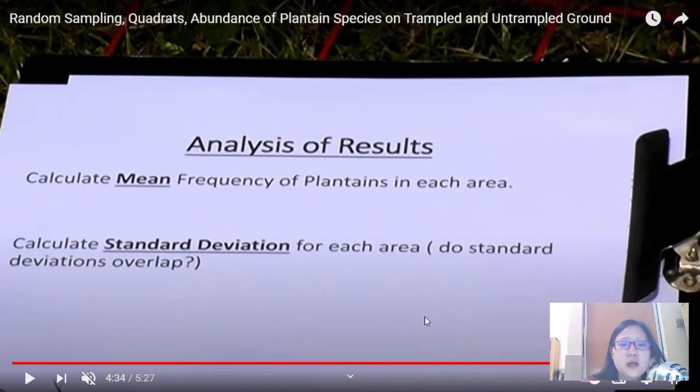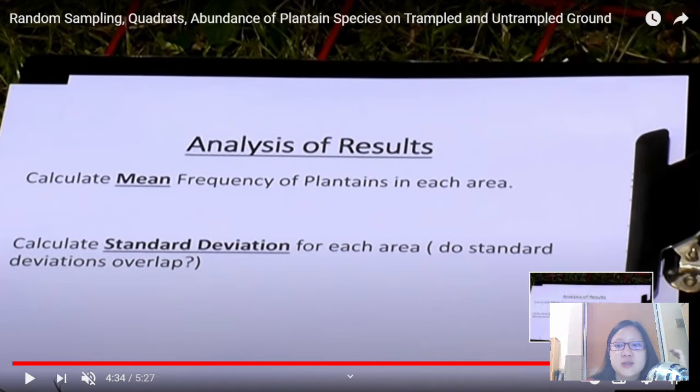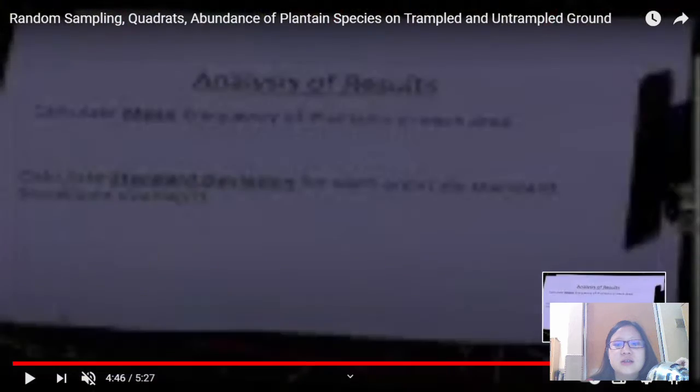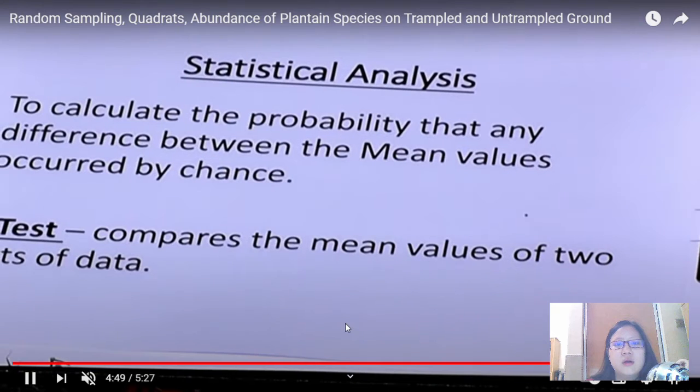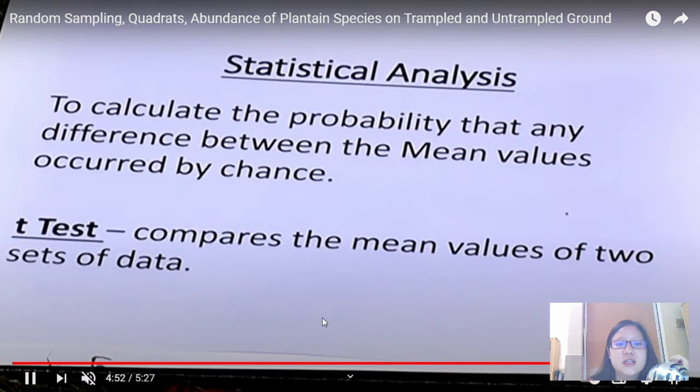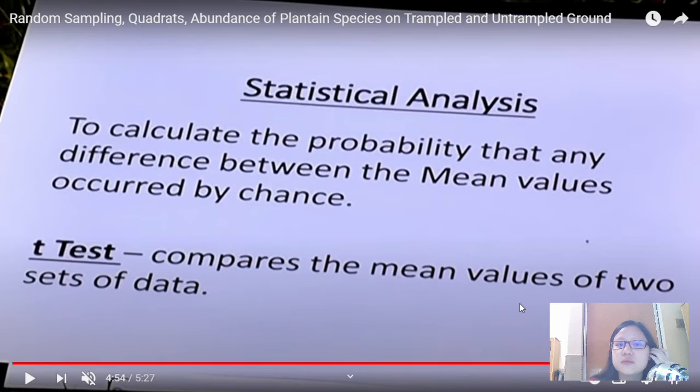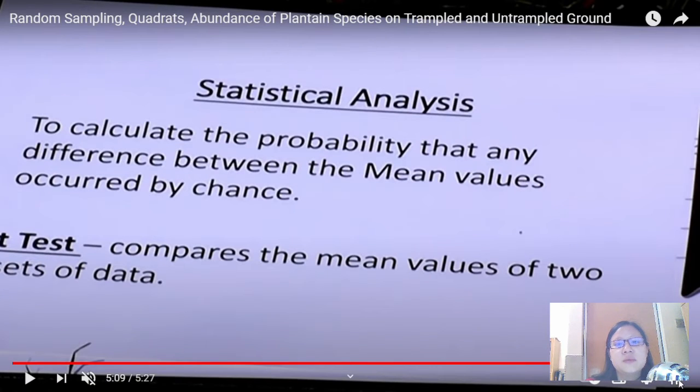So by doing this, you're basically looking at two sets of data found in two areas. You're comparing that, and you can use a statistics test to figure out whether it's different, right? The way to do that is to use a t-test. So yeah, they do use a t-test to compare the mean values of two sets of data and see whether the difference occurred by chance or they are actually significantly different. Ta-da! And that's pretty much it.